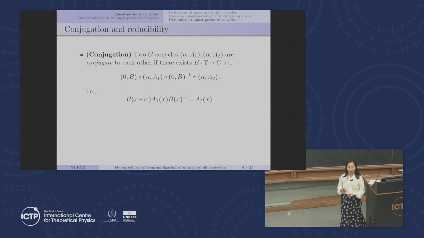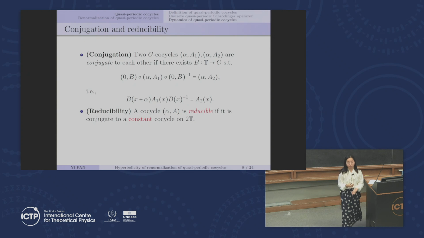So for two cocycles, when are they conjugate? Since we already view them as skew products, the conjugation will also be given as a skew product. Or we can express it clearly by the second coordinate: B(x+alpha) times A_1(x) times B(x) inverse goes to A_2(x). And the special case would be when we are conjugate to a constant. That is what we call reducibility.